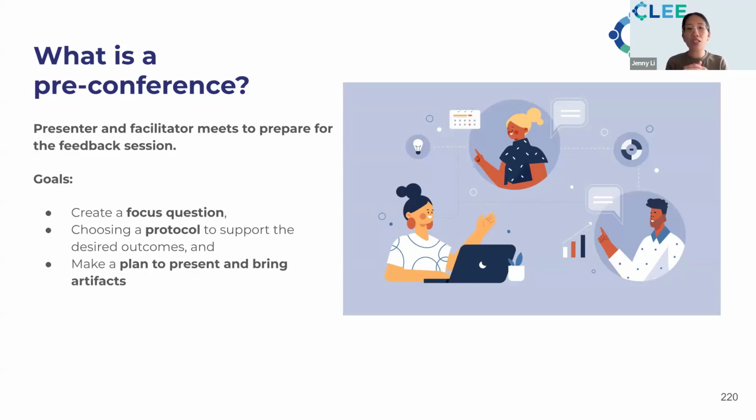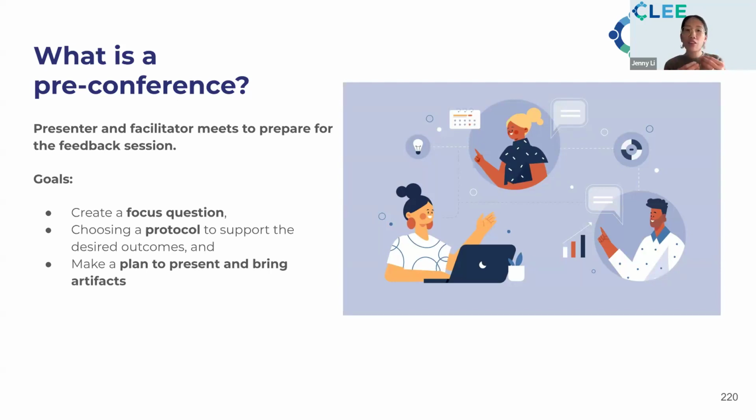So a pre-conference in a nutshell is basically when the presenter and the facilitator meet together to prepare for the feedback session. And there's a couple of goals or outcomes that are results of a pre-conference. So the first main thing that comes out of a pre-conference is that you create a focus question together. So what is it that you want to get feedback on?